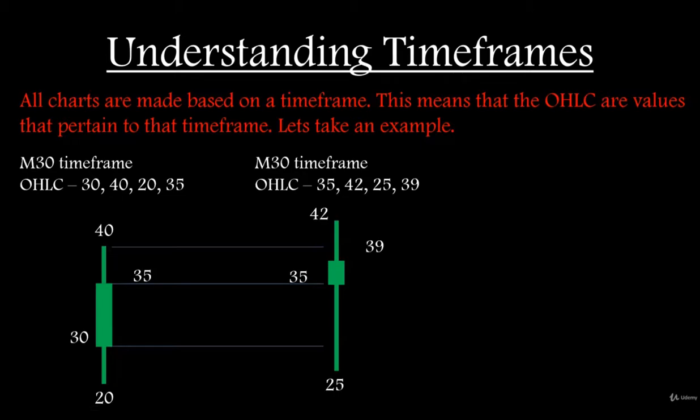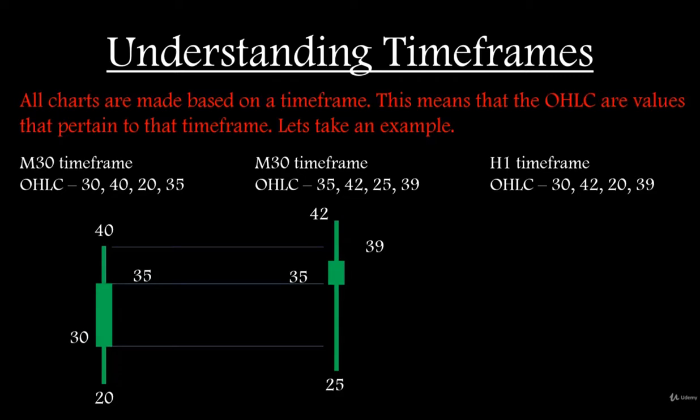So now that we have two M30 candlesticks, we can create an H1 candlestick. Notice that two 30 minutes makes 1 hour. So let's try to do this. The H1 time frame OHLC values are going to be 30, 42, 20 and 39.